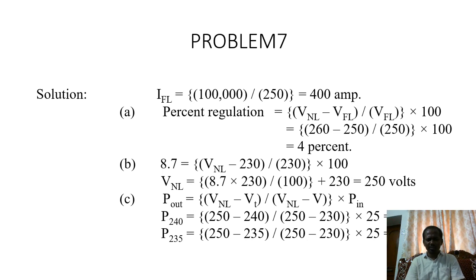P out equals (VNL minus VT) by (VNL minus VFL) into the full load power. So you will get the output power at 240 volts and at 235 volts. All this we calculated; you should calculate it in practice. This type of problem is the most important in competitive examinations.